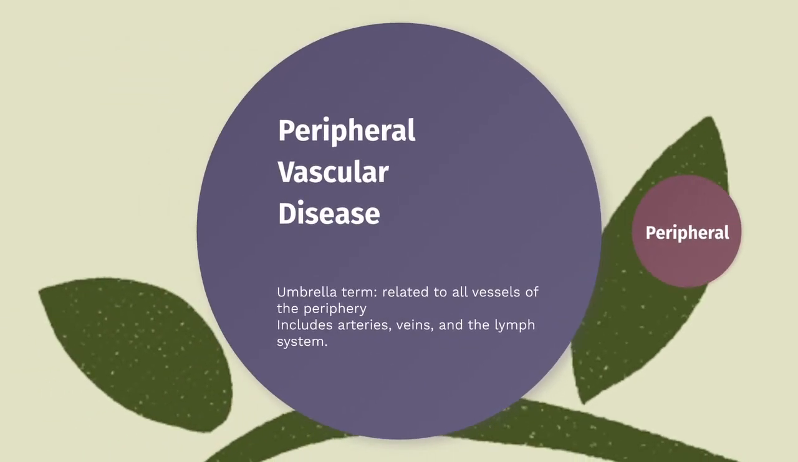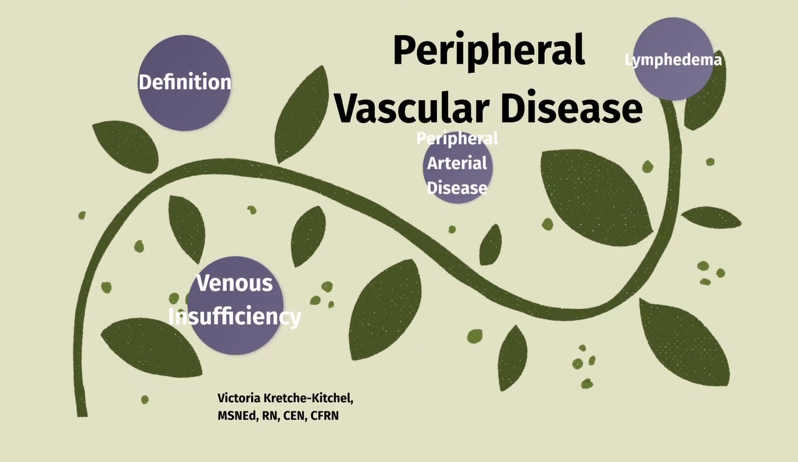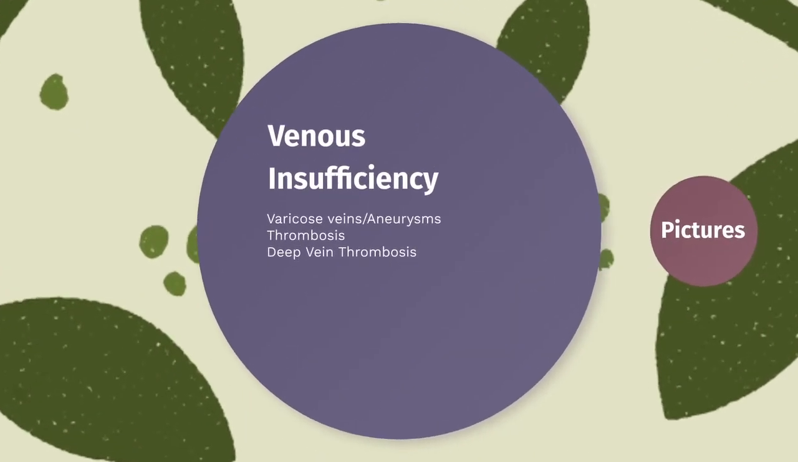All right, umbrella term, peripheral vascular disease. One type of peripheral vascular disease is venous insufficiency. Then, as I already said, is peripheral artery disease, and another is lymphedema. So when we talk about venous insufficiency, we're talking about things like varicose veins, aneurysms in the venous system, thrombosis, blood clots, and deep vein thrombosis, which is really important.